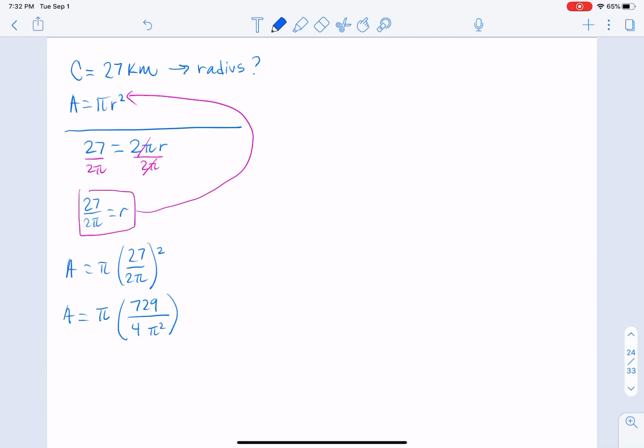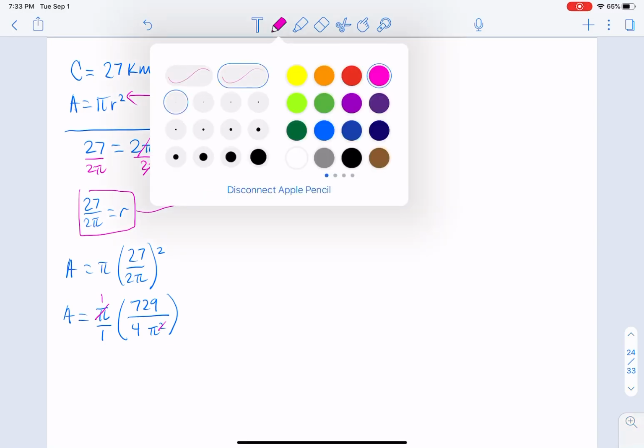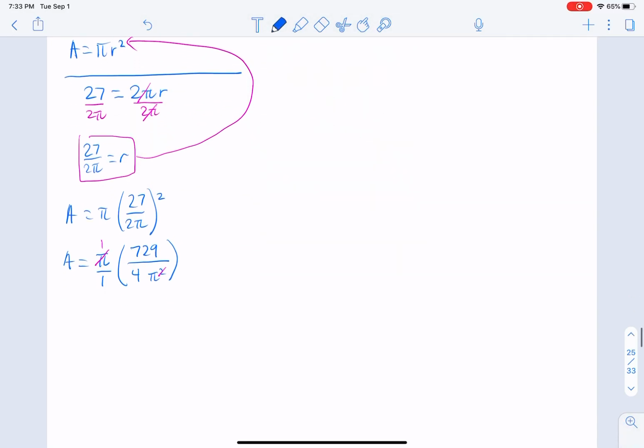Okay, and now I can, if you like it, I can put that pi that's on the outside over 1, and this would be a top times top and bottom times bottom type of situation, but notice where the pi's are. There's one up top, and then there's 2 factors of it on the bottom, which means that I could divide out one of these factors of pi here. That leaves a 1 up top, but I still have one of the pi factors on the bottom. And the whole entire area now can be rewritten as 729 divided by 4 pi.